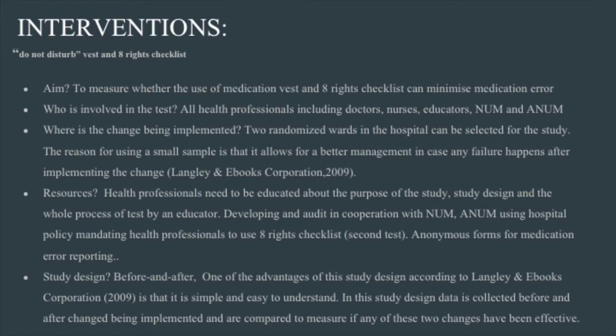There are two changes that we want to test in this section. The first one is particular items that health professionals are going to wear during medication preparation and administration, and the second test is the use of the 8 rights checklist. The aim of these two tests is to measure if any of these changes can minimize medication errors. So who is involved in the test?